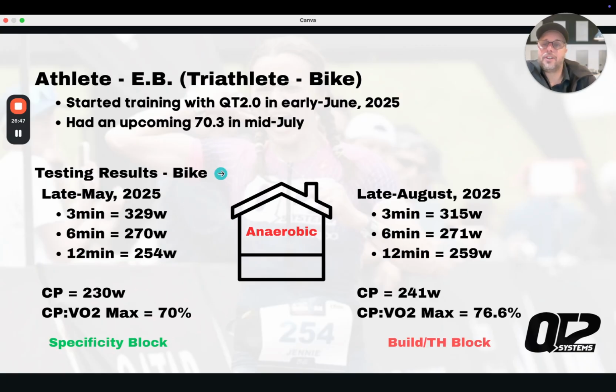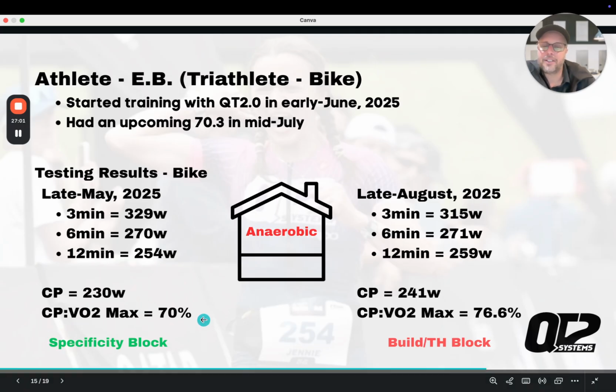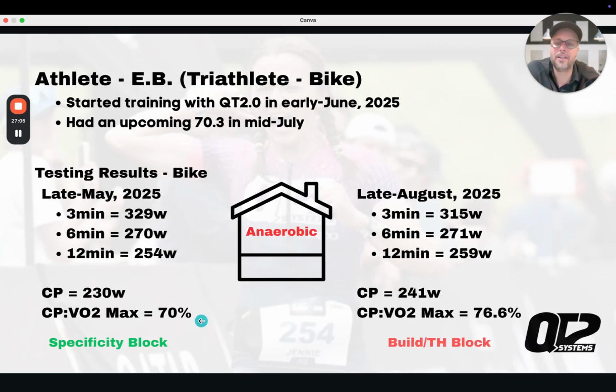So, testing results on the bike late May came to me: 3 minute 329, 6 minute 270, 12 minute 254. Critical power is 230 watts. Critical power to VO2 max ratio is 70%, highly anaerobic.